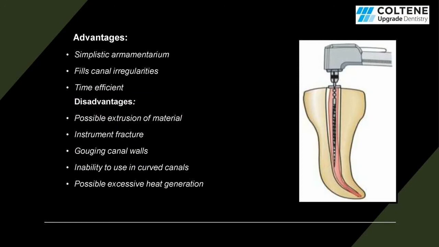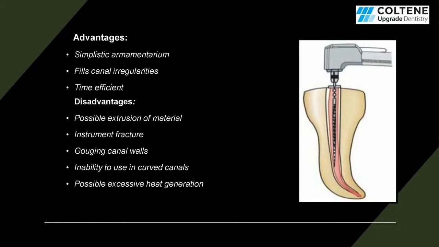In this photo, it can be seen how the compactor is introduced into the canal, and when the machine is started, heat is generated, which is then compacted with a condenser, and it fills irregularities in the apical half. The advantages are that it has a very simple armamentarium, and it fills the canal irregularities very nicely. One very important disadvantage is the breakage of the instrument inside the canal and the gouging of the canal walls. We don't want to make ledges, but this instrument can very easily introduce them, and it is almost impossible to use in curved canals.